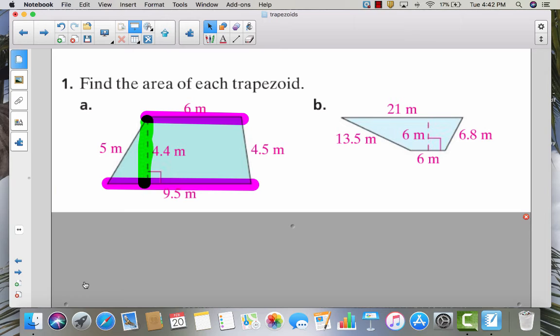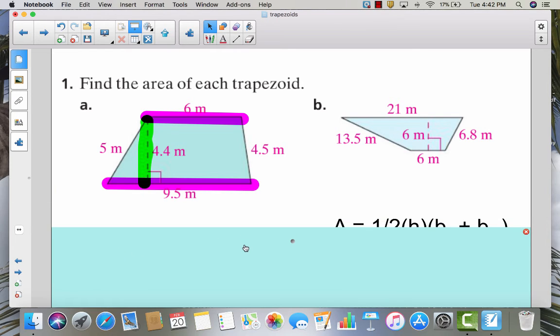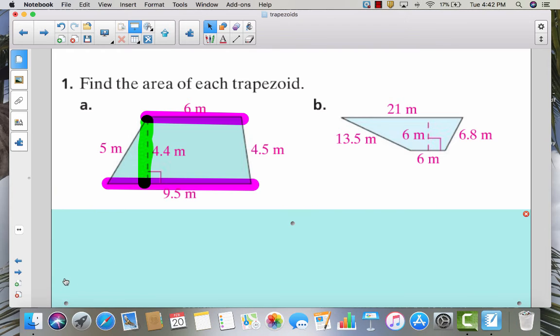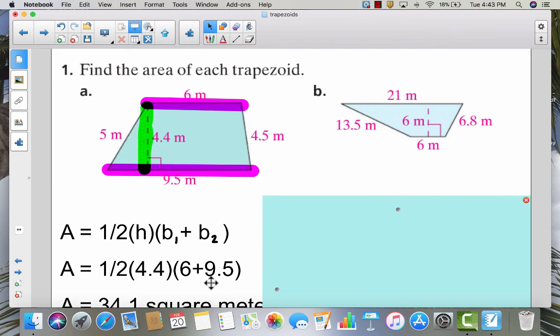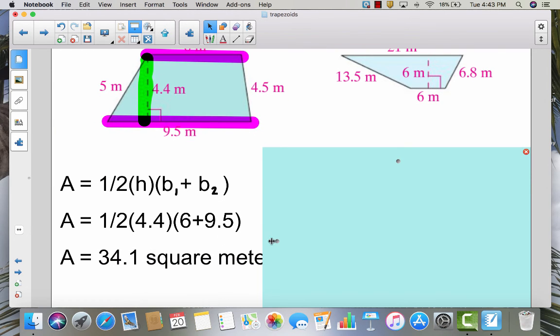So now again, just like before, we are going to start off by writing down our formula, and then I'm going to fill in the numbers I know. So the height is 4.4, the bases are 6 and 9.5. Again, if you flipped these bases around and did 9.5 plus 6, the commutative property proves to you that it will not matter. And then you're going to go ahead and solve that and label it square meters.